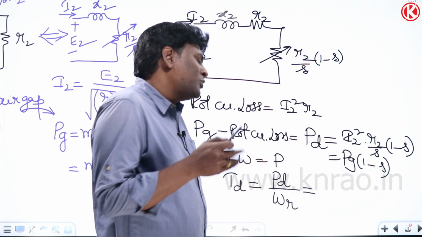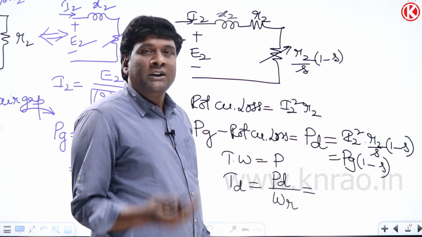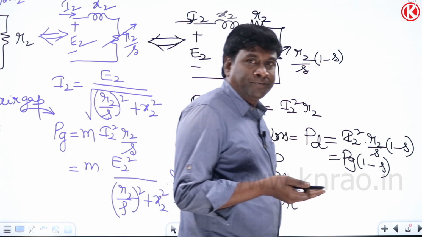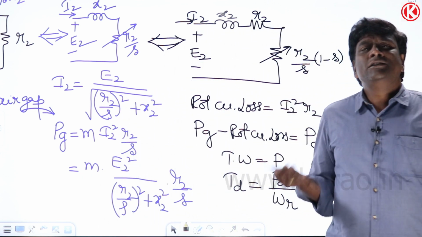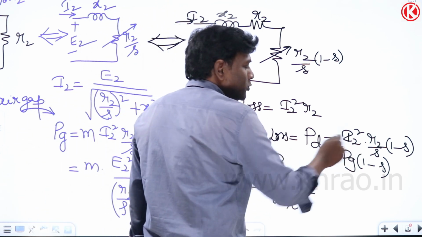As of now, you may feel that it's easy and only you will be able to do it. No, it's not like that. Connections will be there. If you connect the dots properly, then it will be very easy to solve problems of speed controllers, whatever they may be. So PG into (1 minus S).